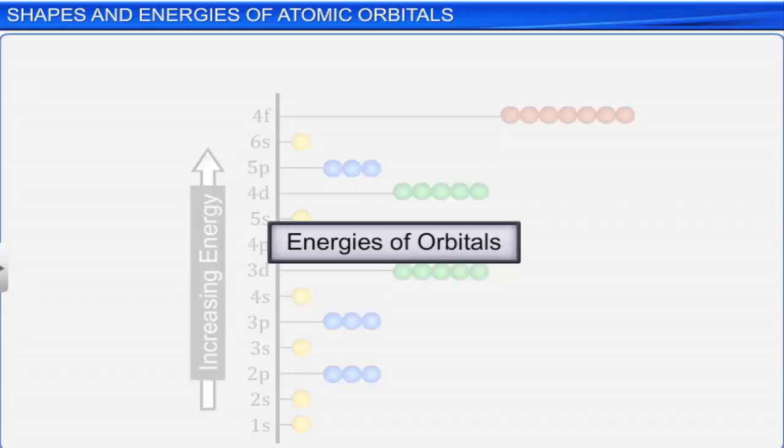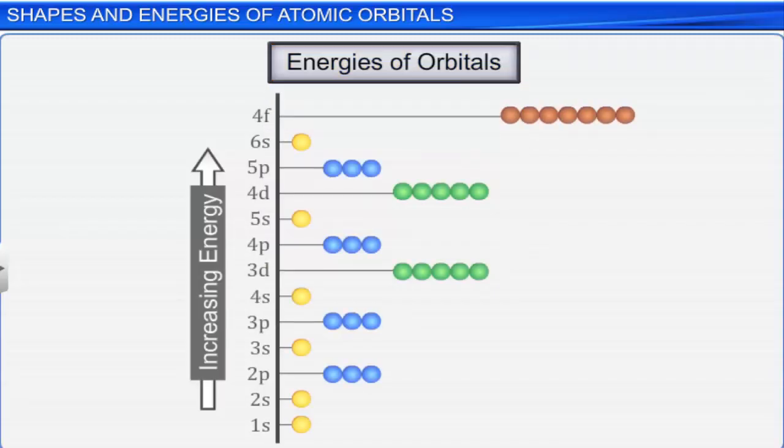Let's now have a detailed look at the energies of orbitals. As stated earlier, in general, the energy of the orbitals increases with the principal quantum number, and the energies of all the orbitals belonging to a subshell remain the same in the ground state.